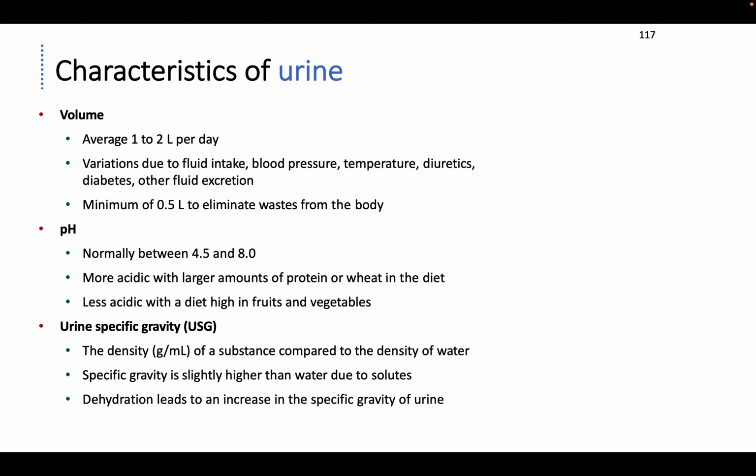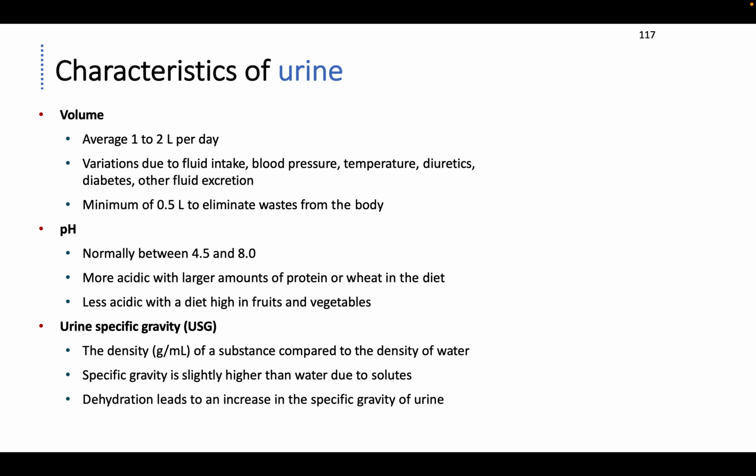So things like electrolytes, things like urea, maybe amino acids or fatty acids if we're needing to ultimately excrete some of those. If you have conditions such as diabetes and you have glucose in the urine, if you have kidney disease and you have protein in the urine, all of these things are going to increase the specific gravity of the urine.